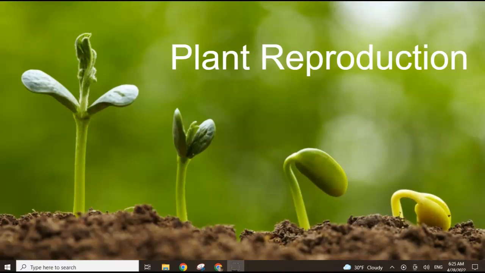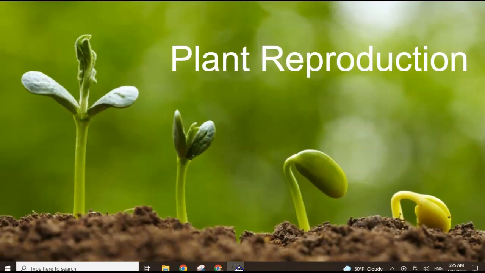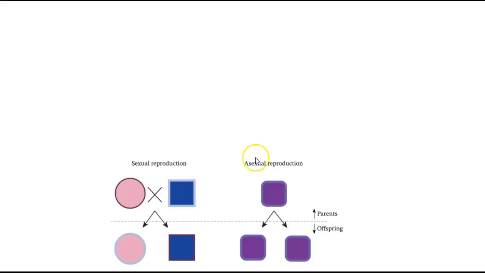Today we are going to be talking about plant reproduction. There are two different ways that organisms reproduce, and plants are able to do both. As humans, you'll see in this picture down here, we're only able to reproduce sexually. Some organisms only reproduce asexually, and some of them can do both. So we're going to take a look at the differences between sexual and asexual reproduction.